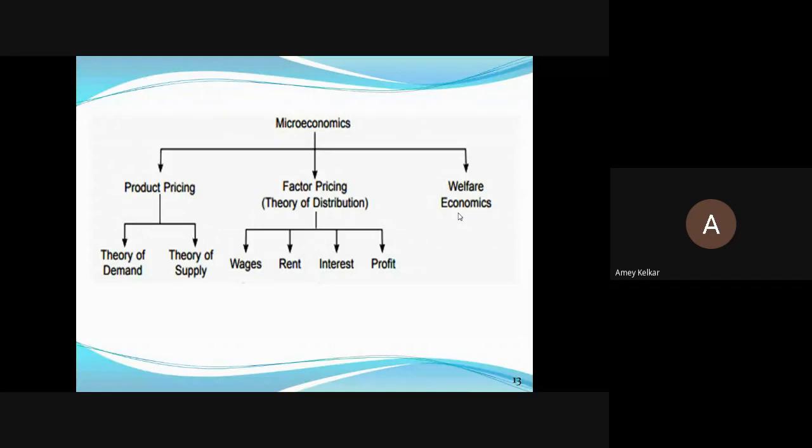So there comes a part of welfare economics. A company owner or a contractor, when he earns profit, has to keep some funds aside for welfare economics, which is the welfare of the society, a very important part of microeconomics. So basically, again, microeconomics deals with three things: product pricing, theory of demand, and theory of supply. We will be studying this as a part of the syllabus. Factor pricing, that is wages, rent, interest, and profit. These all come as a part of factor pricing.